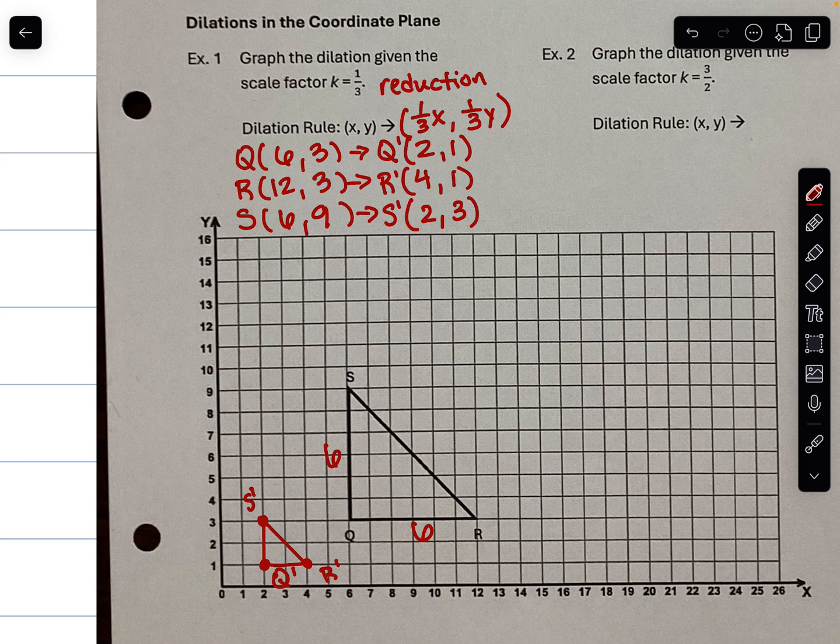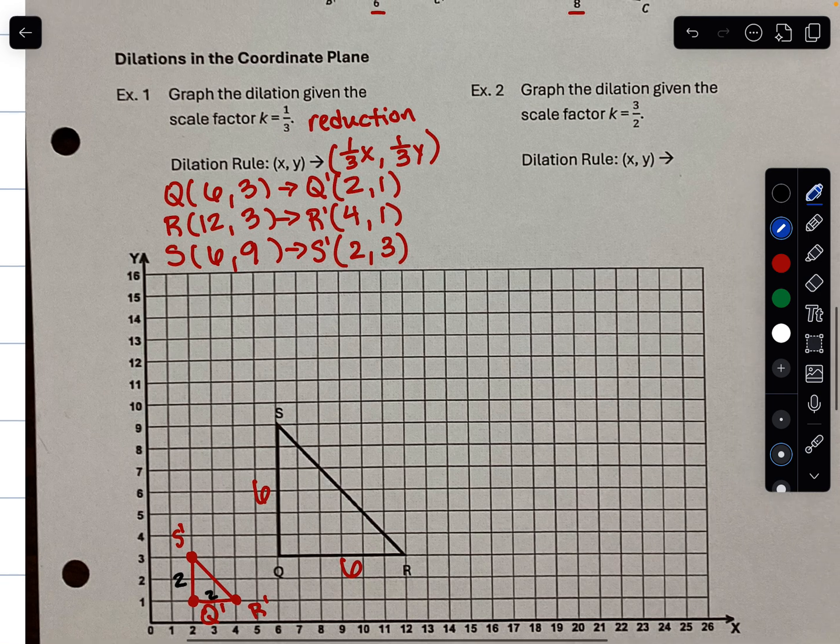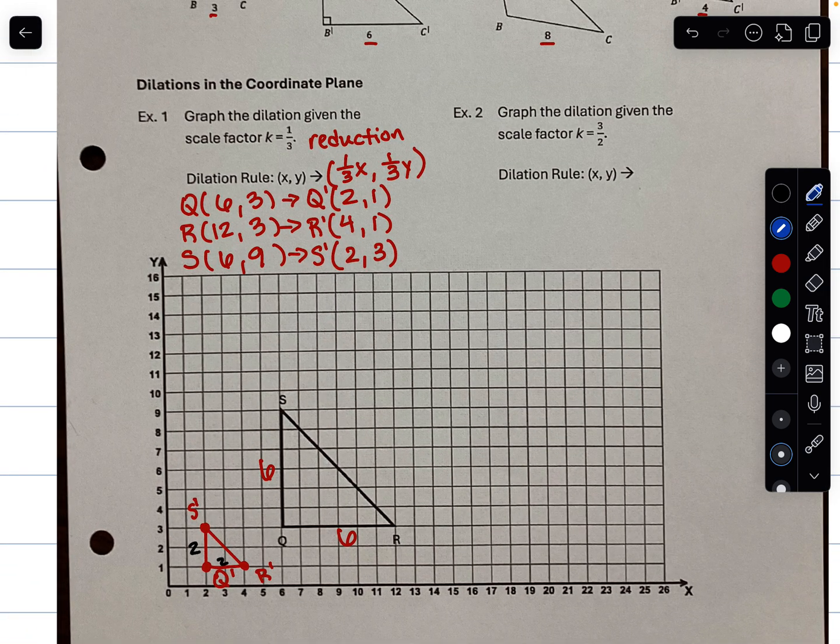Okay? And what is the length of each side, QS and QR? 2 units, right? Which should make sense because we took a third of 6, because the original length was 6, so we're down to 2. Okay? All right? Now, what if instead we graph a scale factor of 3 halves, which is what I was just talking about, a fraction, but it's an enlargement because it's greater than 1.